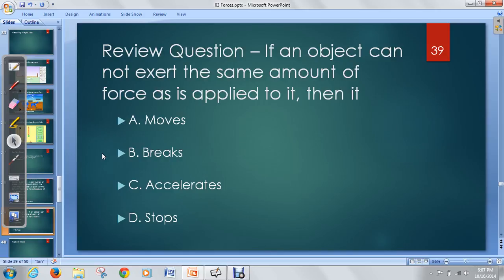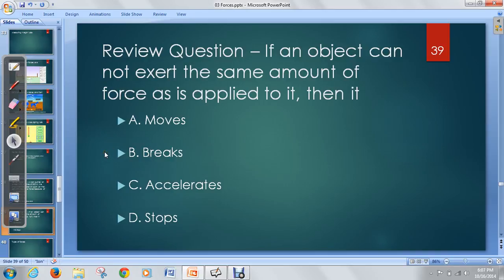But no matter what, even if you're moving an object with the force, it's still going to push back with the same amount. It's kind of confusing that it can be pushing back with the same amount and still be moving. But that goes to the pairs on different free body diagrams. But if it can't apply that same force, if it can't do what Newton's third law says and push back with the same amount of force, then it's actually going to break.